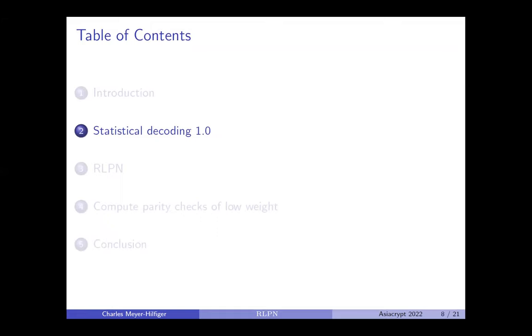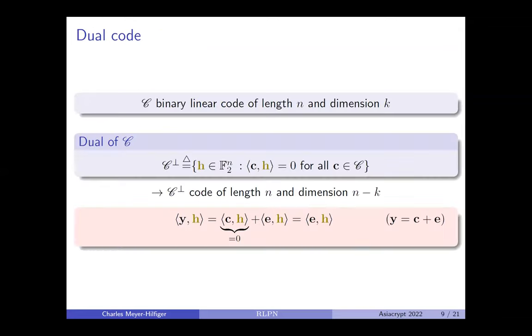So now, before presenting our new algorithm and to give a bit more context, I will present statistical decoding 1.0. The main idea relies on the fact that if you have a code C of length n and dimension k, you can consider its dual. What is this dual?